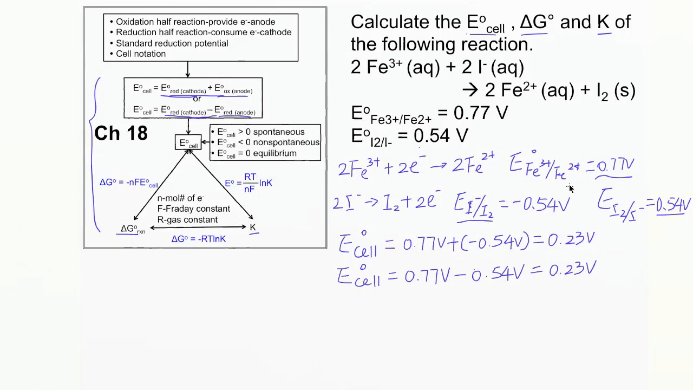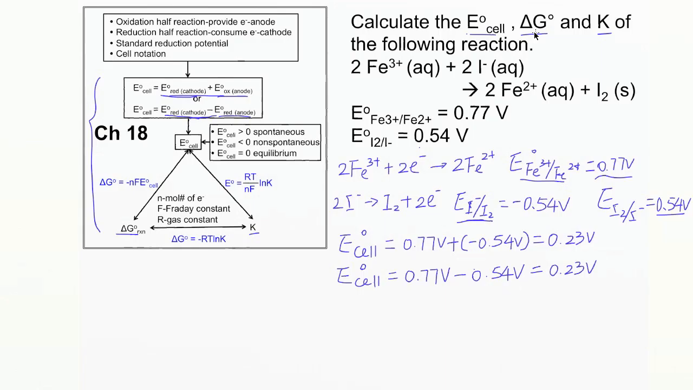As you can see, the difference between these two methods is that in the first way, you are using the reduction potential of the cathode and the oxidation potential of the anode. In the second method, you use both reduction potentials of the two electrodes. So that's the difference.